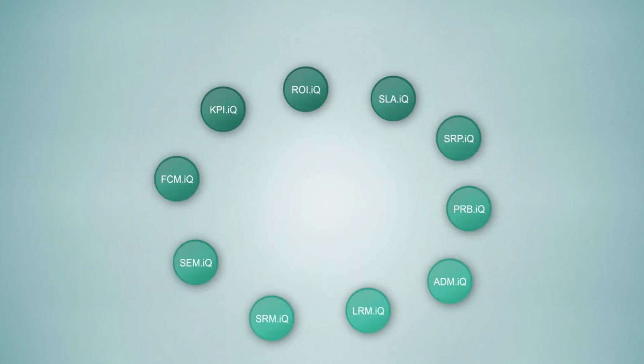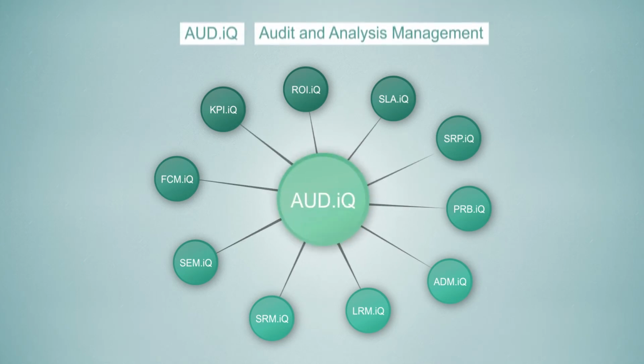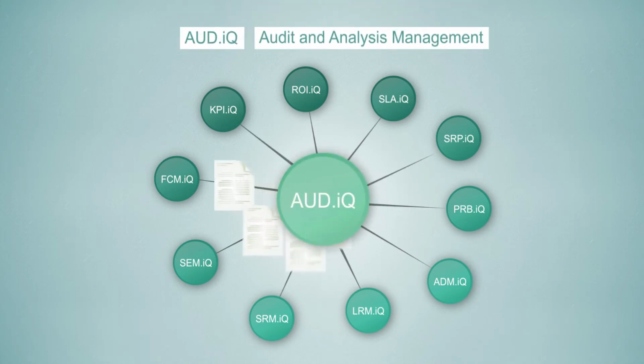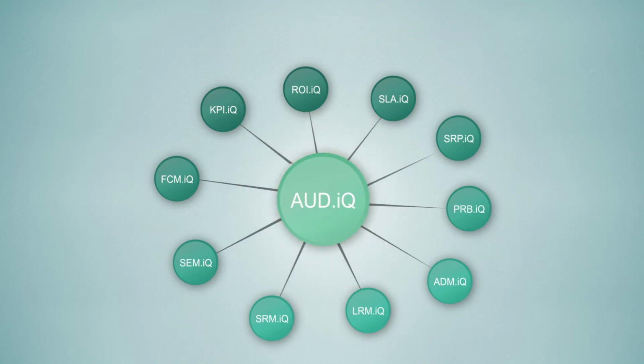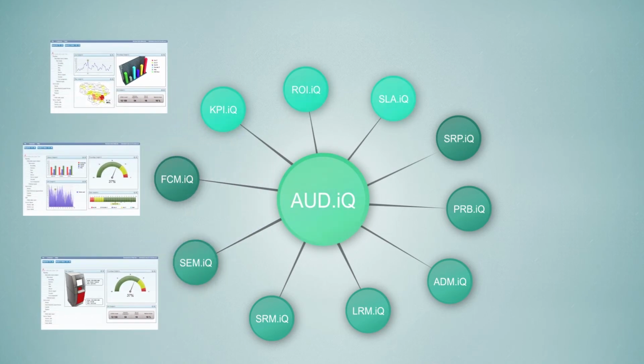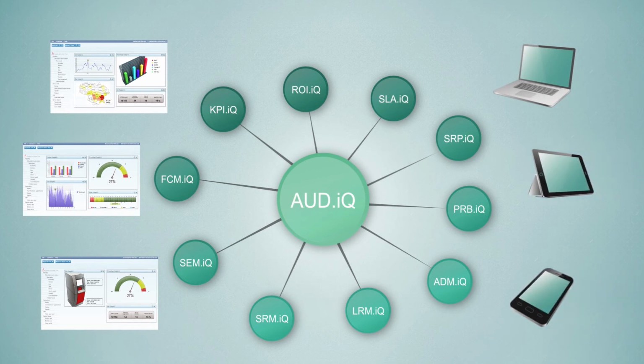The data from each model is used by the audit and analysis management model. It generates all kinds of reports and provides analysis of the current situation of your service operations. Information provided by this and the KPI.iQ model can be used to optimize your operations, solve and even predict various issues before they occur. All this information is available for the management on all kinds of PCs and mobile devices.